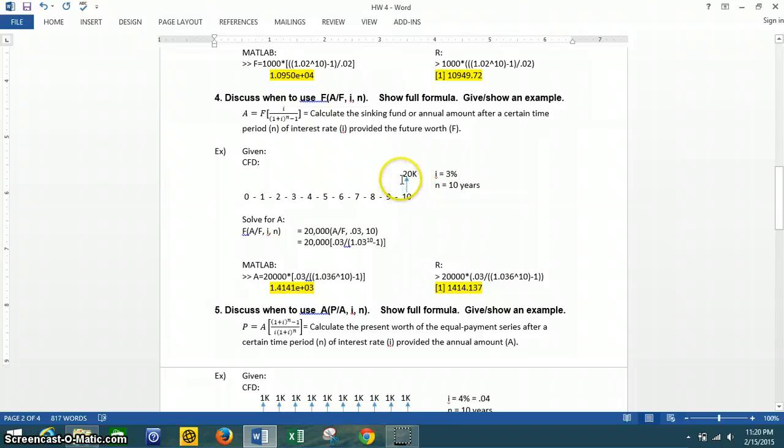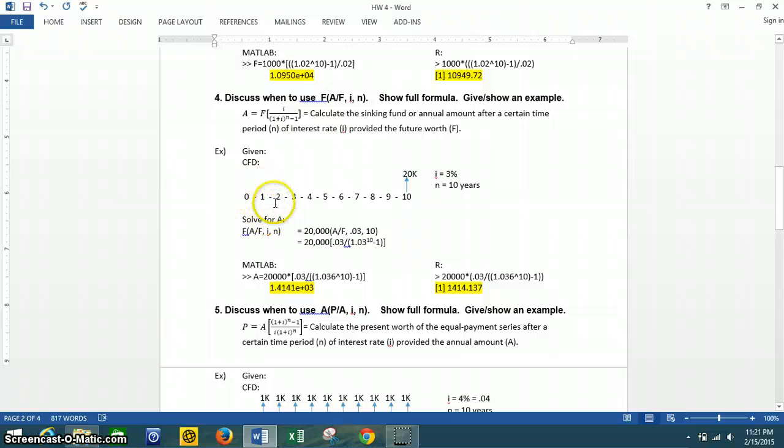And now we want to see how we can divide up that future worth into 10 different annual amounts that will sum together to give us this specific future worth. So much like we did in the previous problem, but just the inverse of that. So now we have our nomenclature written down here, and we substitute in all of our given information, calculate it using MATLAB or R, and you should get $1,414.14 as your annual uniform series.